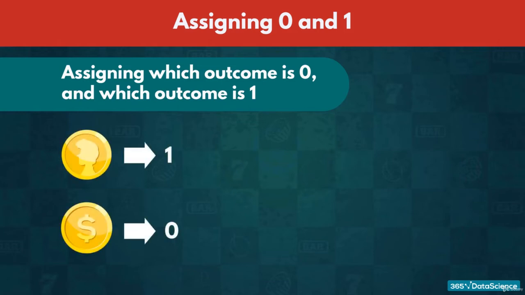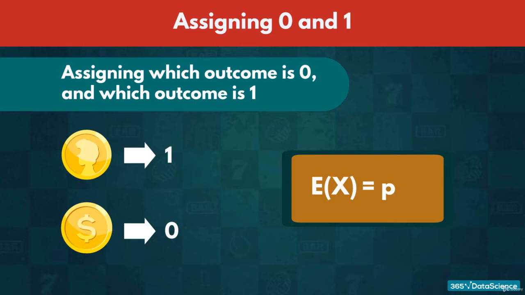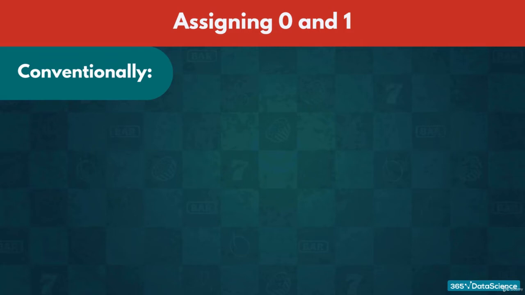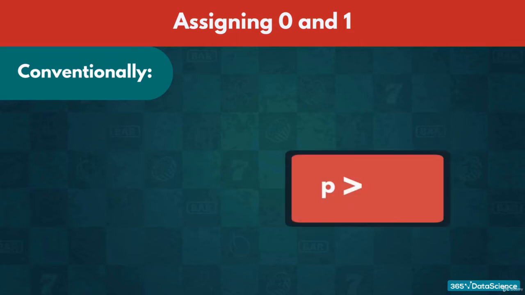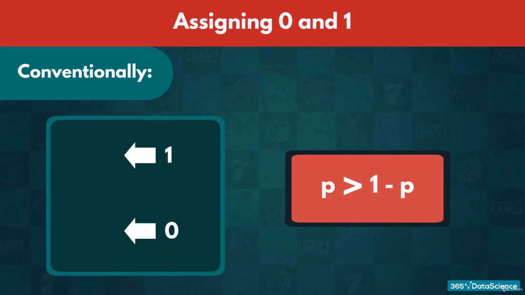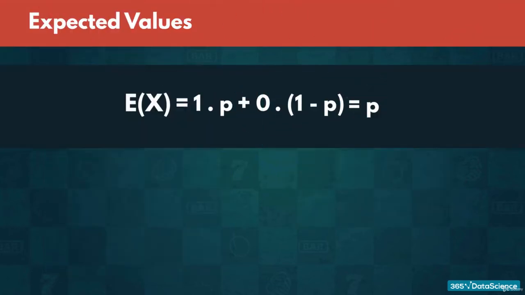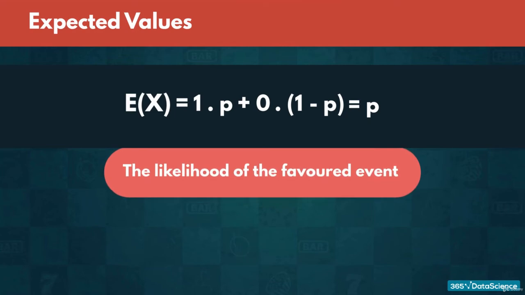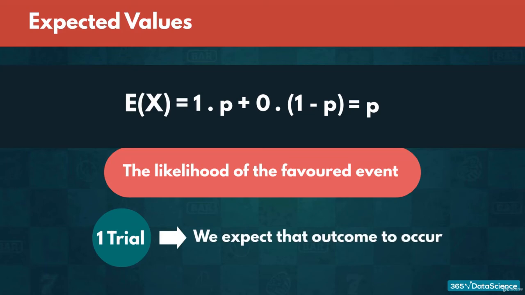After doing so, we can calculate the expected value. Bear in mind that depending on how we assign the 0 and the 1, our expected value will be equal to either p or 1 minus p. We usually denote the higher probability with p and the lower one with 1 minus p. Furthermore, conventionally, we also assign a value of 1 to the event with the probability equal to p. That way, the expected value expresses the likelihood of the favored event. Since we only have one trial and a favored event, we expect that outcome to occur.